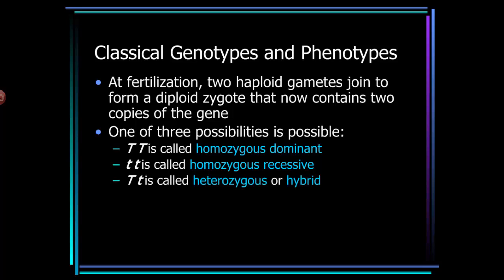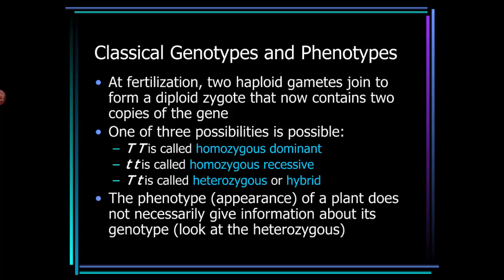But what if it gets one of each? If it gets one of each, capital T from one parent and a lowercase t from the other parent, we call it heterozygous. Hetero means different, or hybrid. What is it going to be, tall or short? Well, because it's got a dominant gene in there, one of the copies is dominant, that dominant gene will dominate over the short gene, and so it'll be a tall plant.